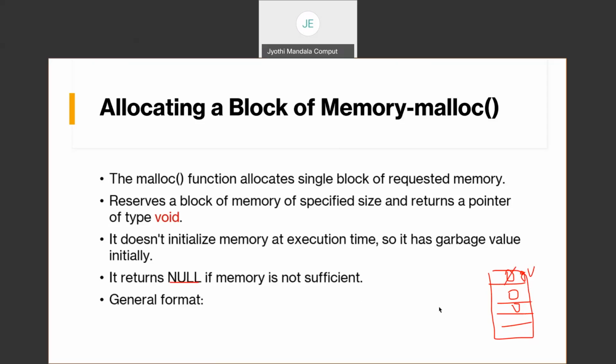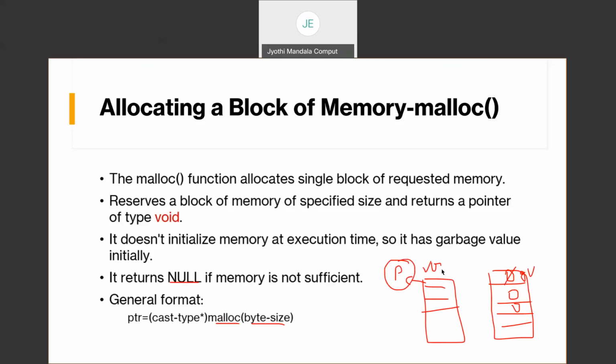Now the general format to allocate the memory is this. The malloc function is used, and you need to specify the byte size here. That many bytes will be allocated. After allocating the bytes, the starting address will be stored in a pointer, let us consider p, which will be of data type void. If you want to store the address of an integer, then you need to typecast this into the data type int. That can be done by using this typecast. So this is the format you need to use.